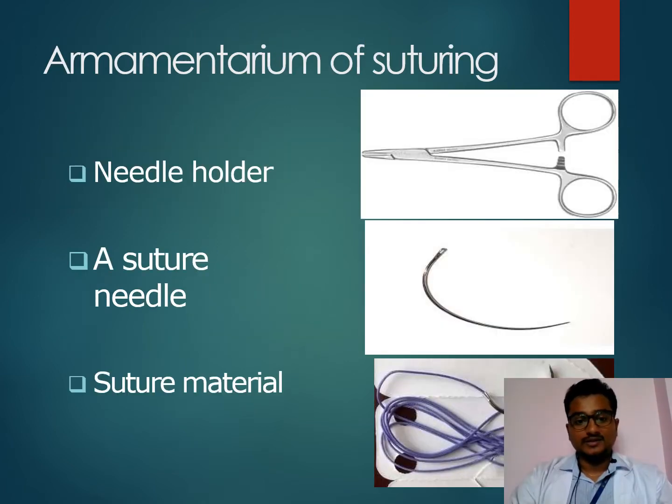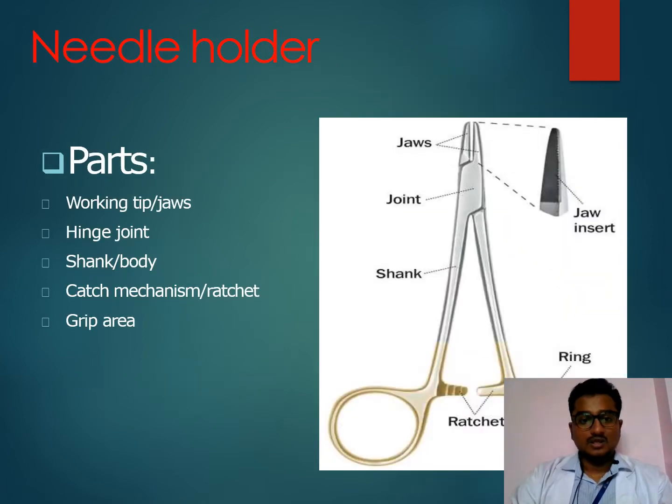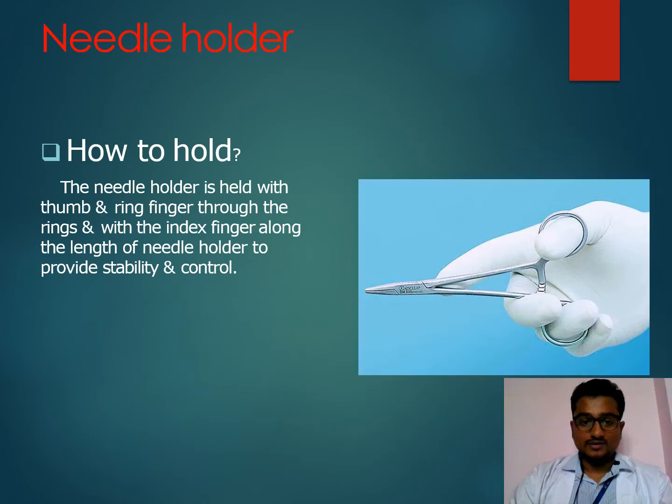Armamentarium for suturing: needle holder, suture needle, and suture material. Parts of a needle holder are working tip or jaw, hinge joint, shank or body, catch mechanism or ratchet, and grip area. How to hold a needle holder? The needle holder is held with the thumb and the ring finger through the rings, with the index finger along the length of the needle holder to provide stability and control.